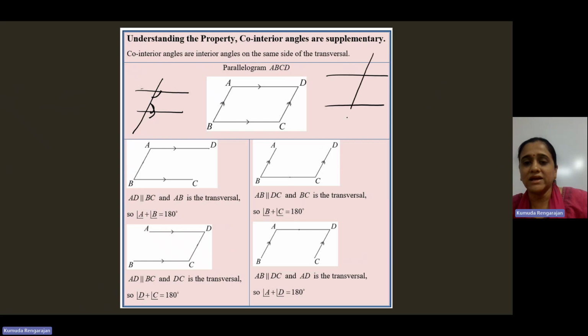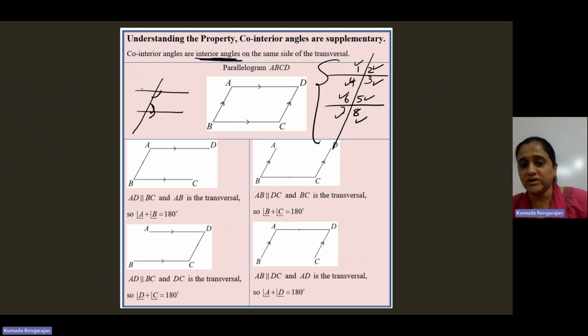When two lines are intersected by a transversal, 8 angles are formed around the transversal. 4 of them are interior angles and 4 of them are exterior angles. So here 3, 4, 5 and 6 are interior angles, while 1, 2, 7 and 8 are exterior angles. Co-interior angles are interior angles that are on the same side of the transversal.